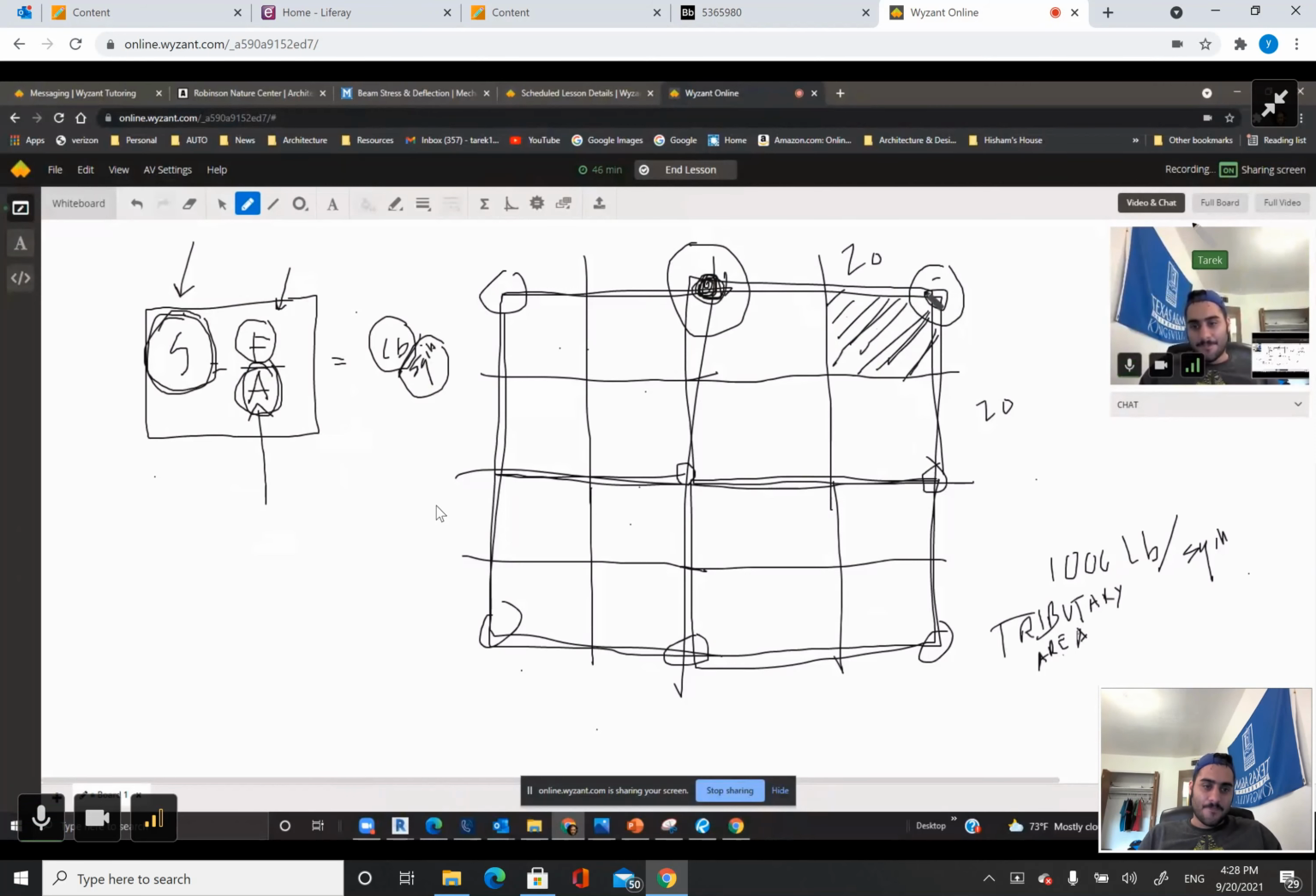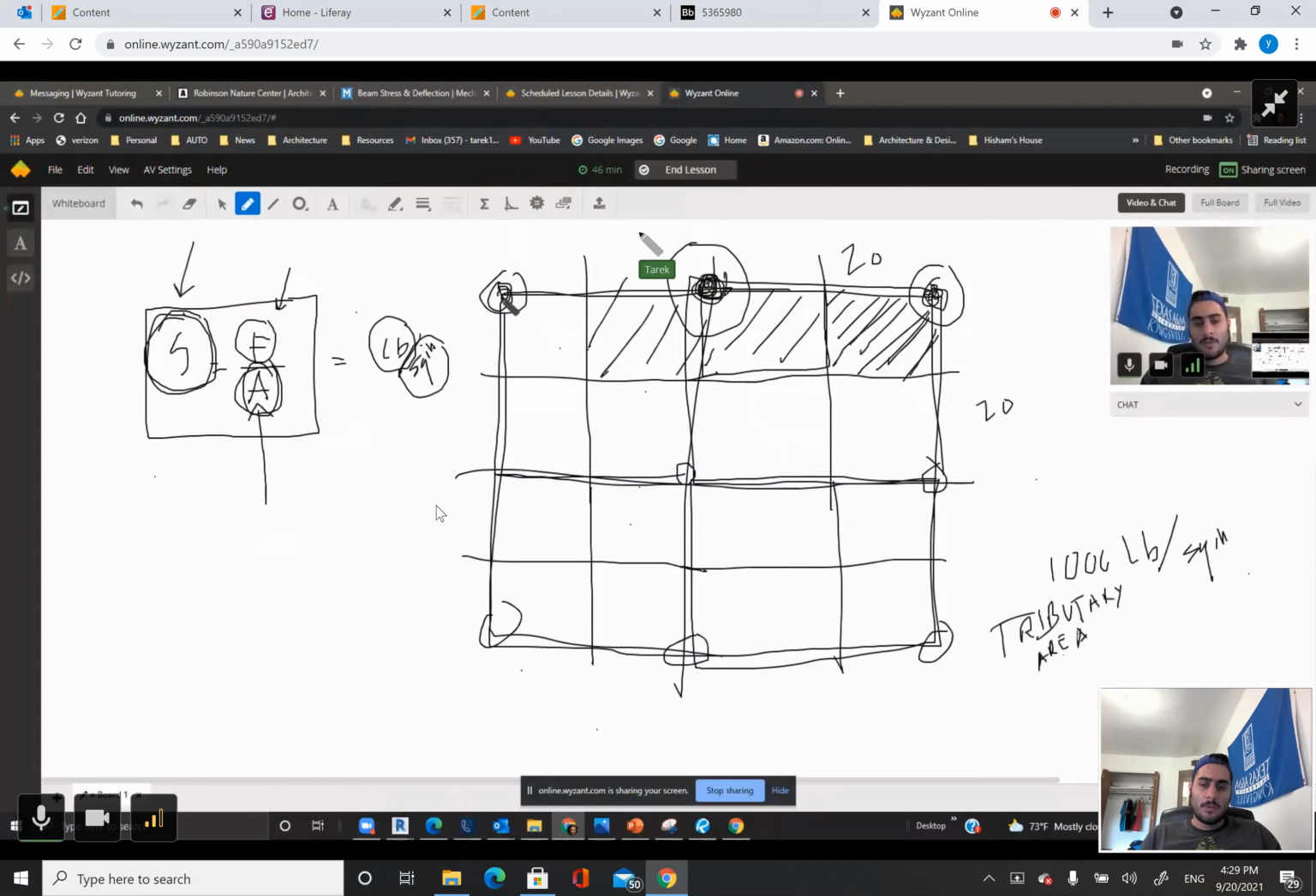Okay. If this column takes the corner, this one will take the corner from that section, but it's going to also take the corner from that section. So it's going to take this corner and this corner. So this column actually carries more weight than that column.